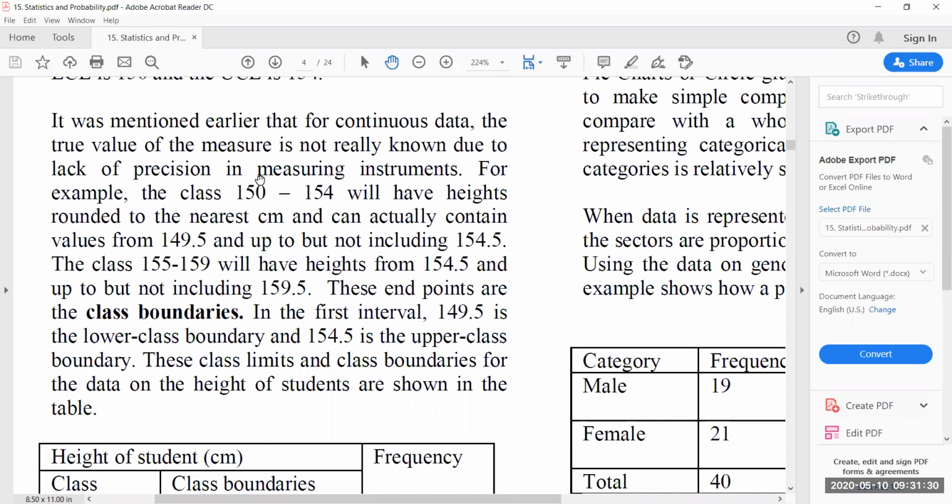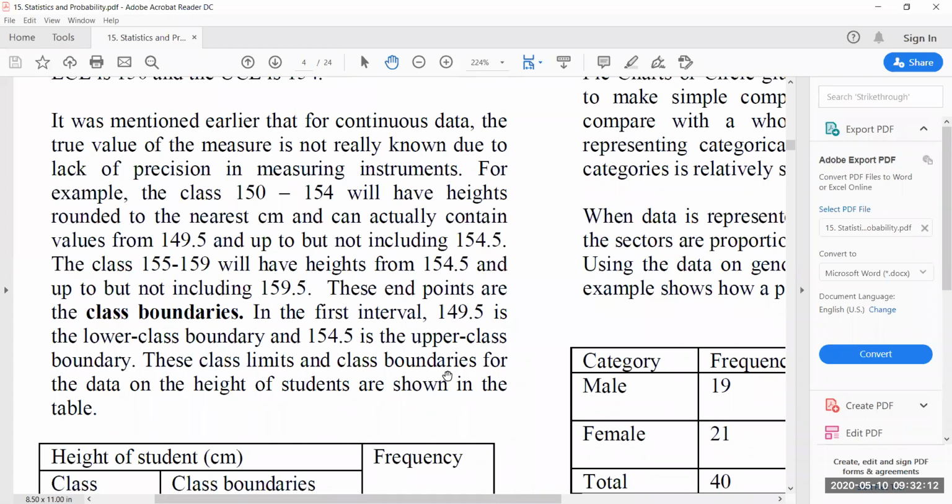So in other words, for the lower class limit, you always go 0.5 less, and for the upper class limit, you always go 0.5 more. You all follow? Yes, sir. All right. So the 0.5 values, which are the 149.5 and the 154.5, will be referred to as the endpoints or the class boundaries. So in the first interval, 149.5 is the lower class boundary, and 154.5 is the upper class boundary.